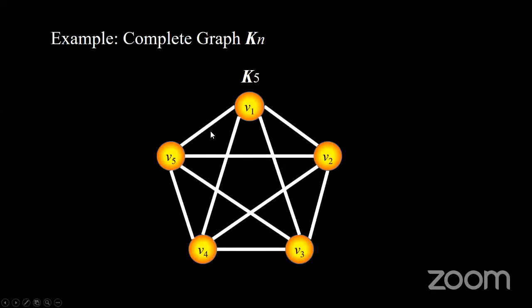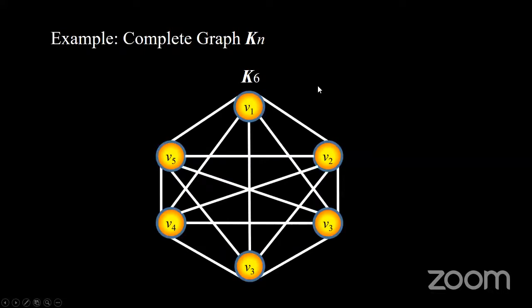So K5 is a complete graph. For every two vertices, there's an edge connecting them. Yeah, so that is K5 and that's K6.